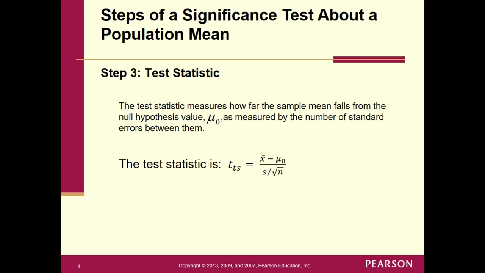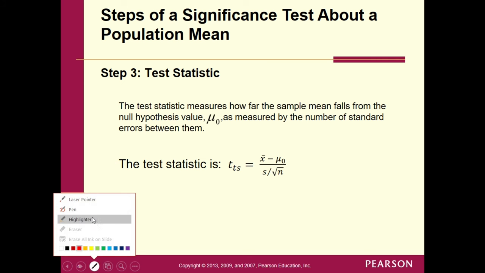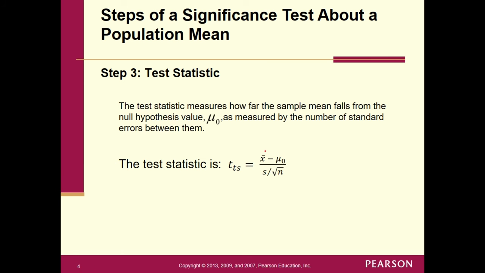All right, so then we have to calculate the test statistic. The test statistic measures how far the sample mean falls from the null hypothesis value, mu sub 0. In other words, how far x bar, the sample mean, falls from the null value in the null hypothesis, which we're calling mu sub 0. And it's measured by the number of standard errors between them. Notice what's in the numerator: it's x bar minus the value in the null hypothesis. And notice what's in the denominator: the standard error, s divided by the square root of n. Remember, that's the standard error of the sampling distribution of x bar. Notice I put a little TS here to stand for test statistic, so we don't mess that up with the critical value.